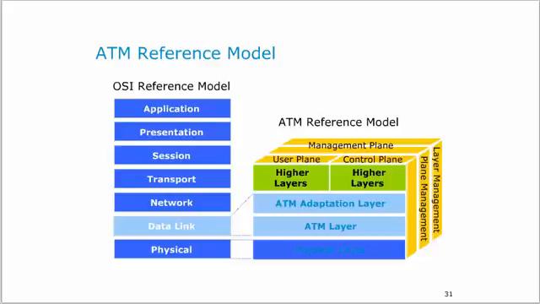ATM adaptation layers. Different classes of AAL have been defined to support different types of traffic or services. The most popular adaptation layer, AAL5, is used for IP and WAN applications. The HP ProCurve Secure Router supports AAL5.